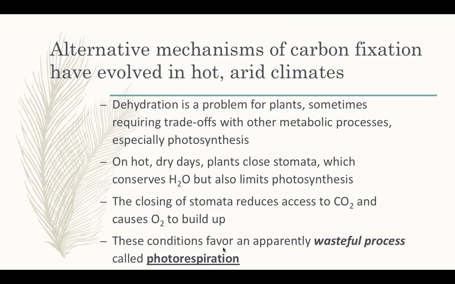Now, what happens when it's hot or arid and plants are becoming dehydrated? Sometimes they have to make a trade-off, and they may end up doing what's known as photorespiration, which is a wasteful process. In photorespiration, the plant is going to close its stomata so that it does not lose water through transpiration.